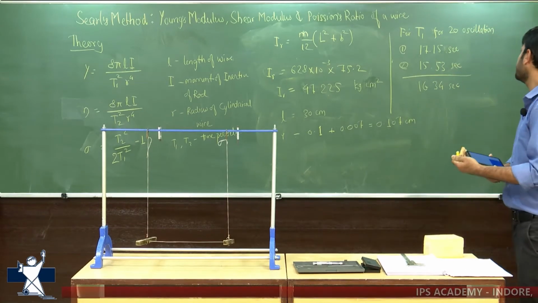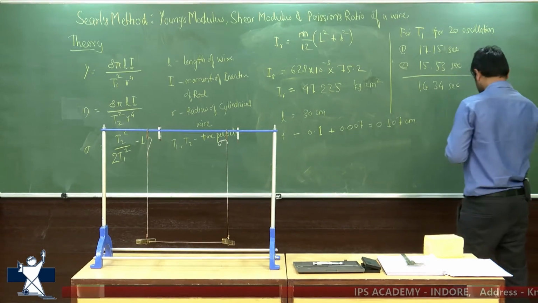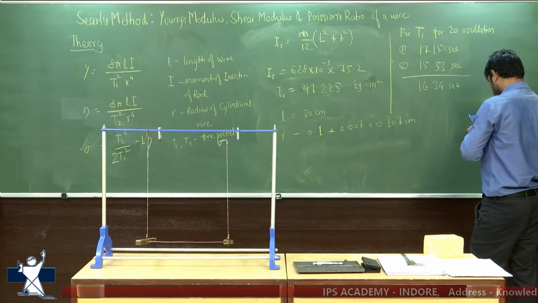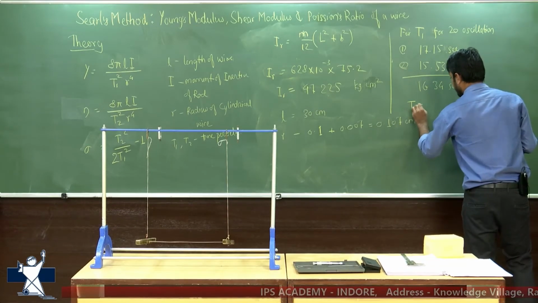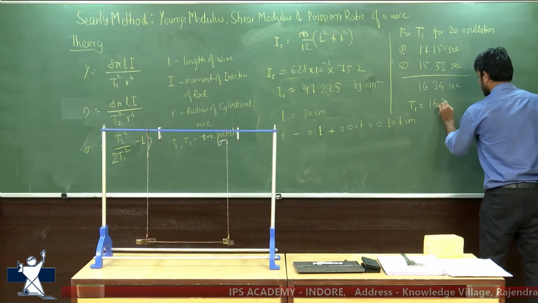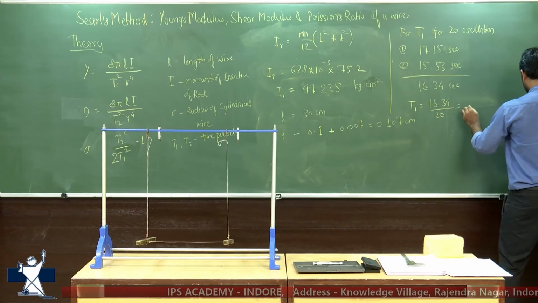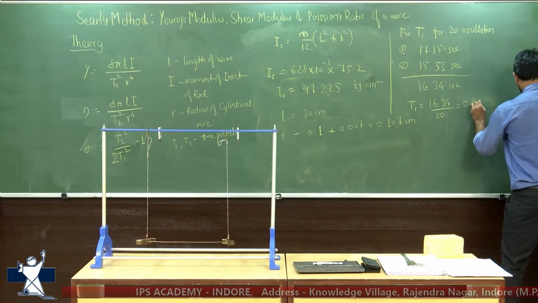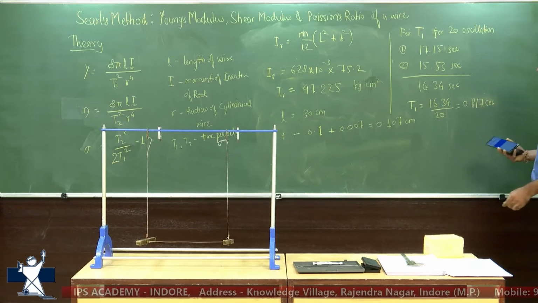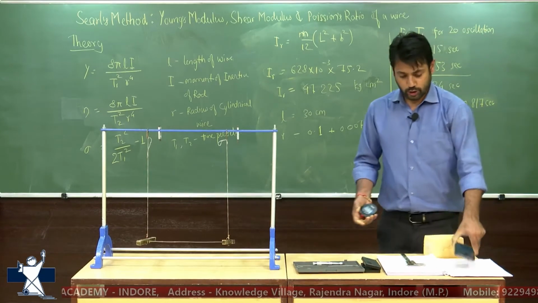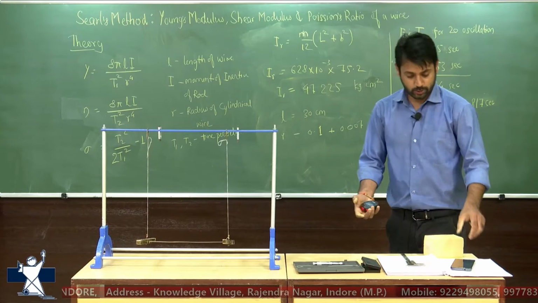What we need to do is divide by 20 to get the time period for one oscillation. So we divide 16.34 by 20 oscillations, and we get the time period T1 equal to 0.817 second. So this is our T1. You put this value of T1 in there and you can measure the Young's modulus.